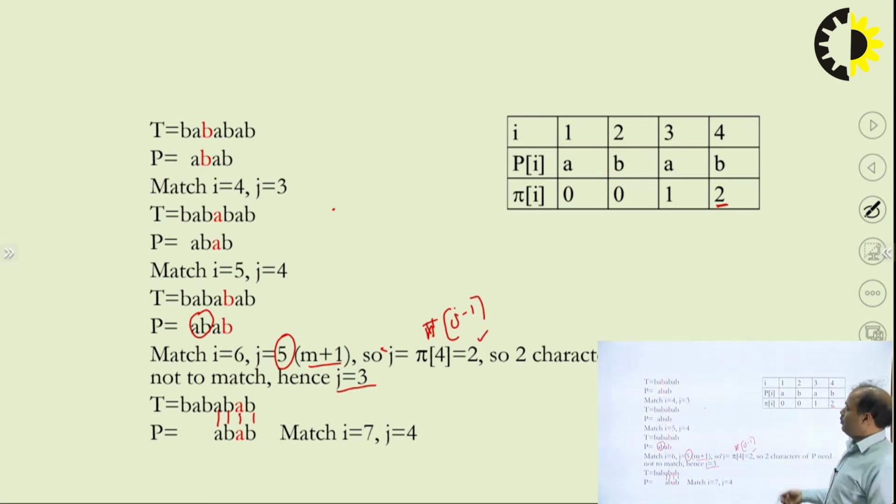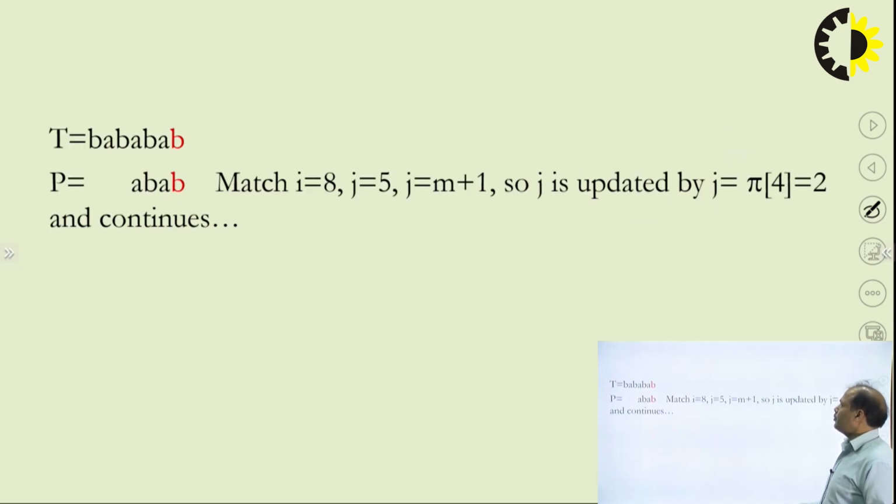Had it been the naive algorithm, you would compare 4 matches. So this is better than the other algorithm. The same thing here. Look at here, I is 8 and then J is updated by pi 4, again 2. So this will continue.